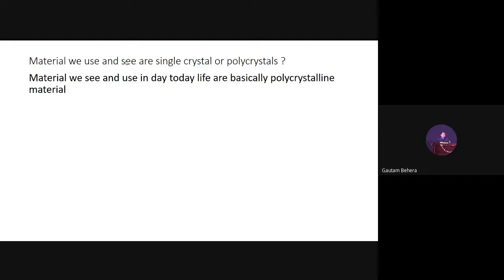Materials we use and see, are they single crystal or polycrystals? Can anyone tell me quickly? Polycrystals. Polycrystals mean that it contains more than one crystal, that it contains a number of grains. Okay. Yeah.